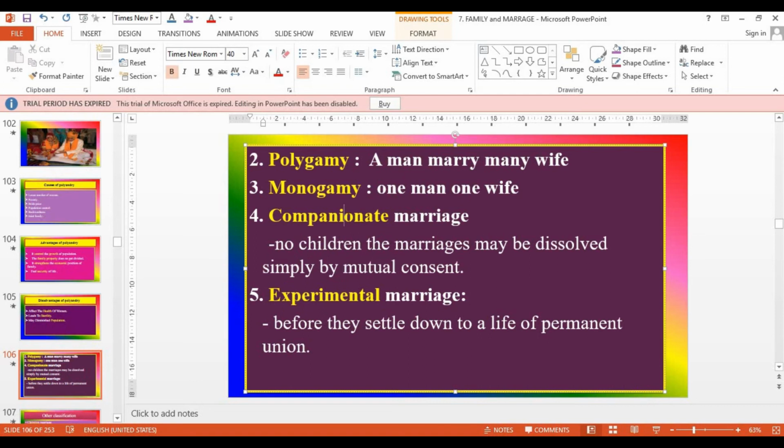This type of marriage is found in Western countries. It is not universal, only in some specific places. Fifth one, experimental marriages. This type of marriage is also found in Western countries.